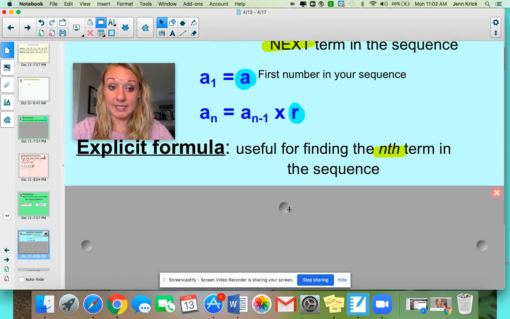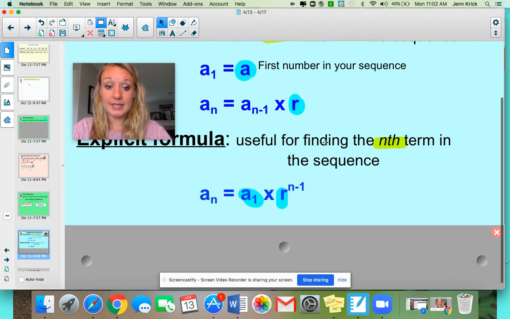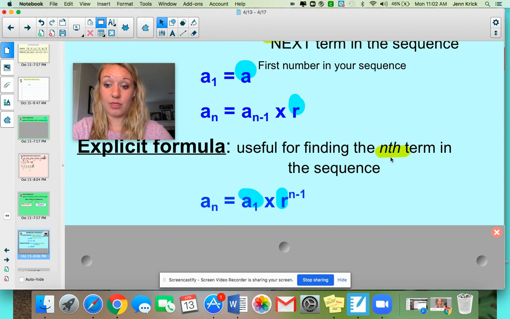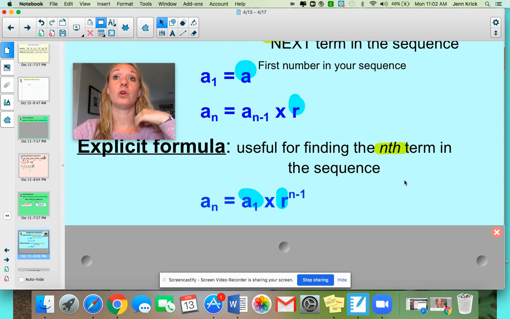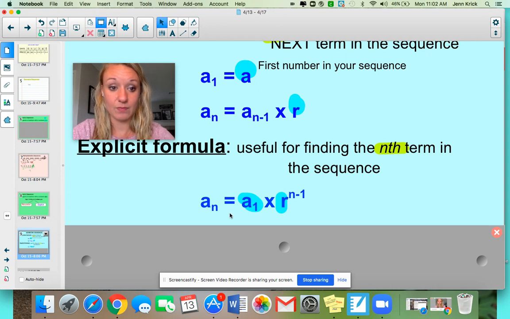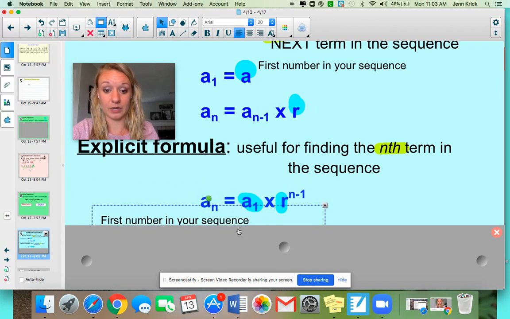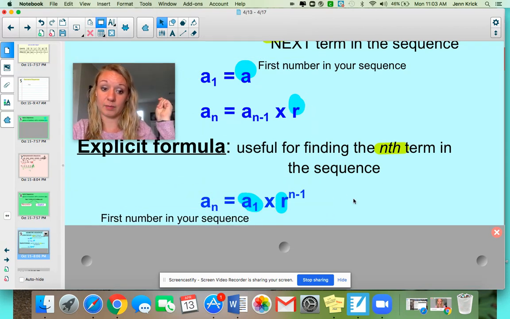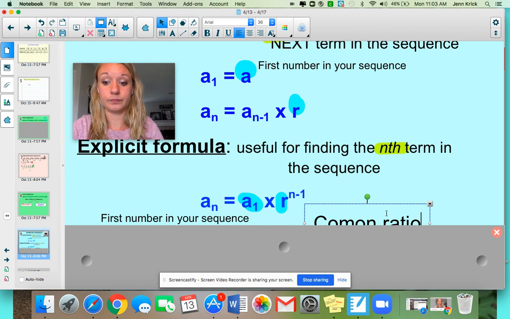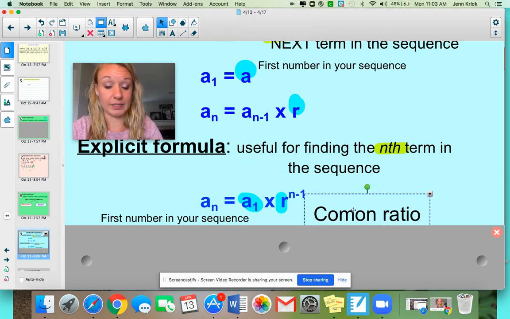Here is your explicit. This is going to be useful for you when you're finding the nth term, and by nth term, it might be like, oh, go find the 10th term in the sequence, go find the 100th term. That's when you're going to use your explicit formula here. So it is AN equals A1 times R to the n minus 1 power. A1, okay, is again just going to be the first number in your sequence. So when you fill it in, you're going to take out A1 and you're going to plug in the first number of your sequence. R is again just going to be your common ratio. And it would be helpful if I could spell common right.